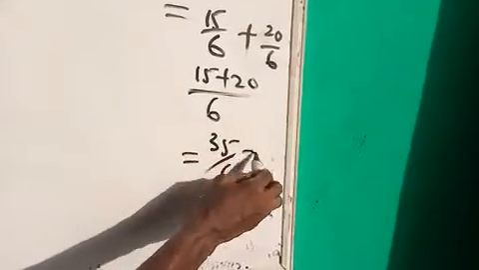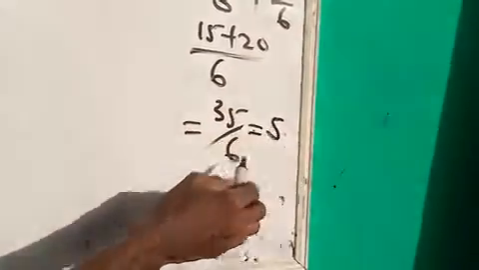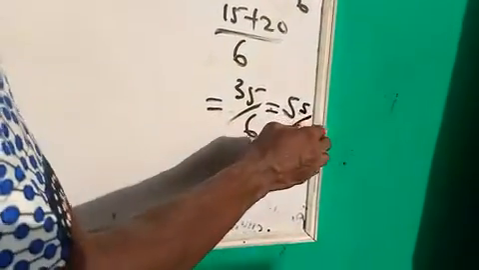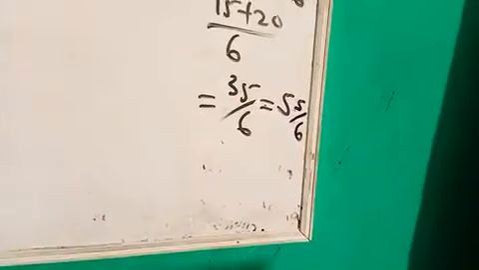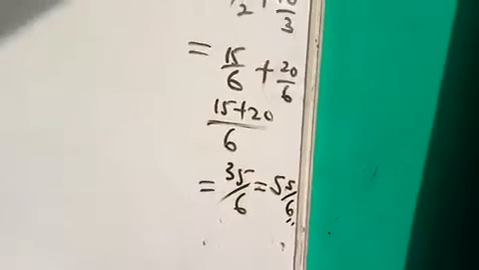Let me put it here. 5 whole number. We shared 5. What will be left there? If they share it 5, the remaining is 5, 5 over 6. Let us try it. 6 times 5 is 30, plus 5 is 35. Therefore, this one becomes the answer.